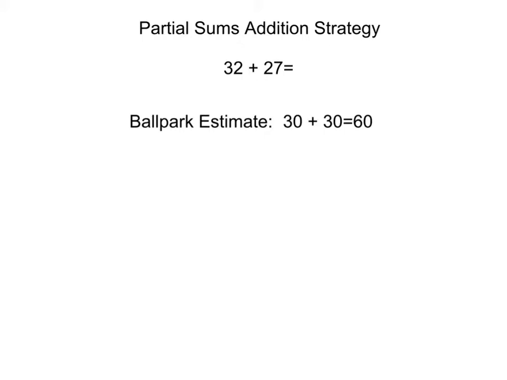So as you can see, the problem that we're working with is 32 plus 27. And I've already done the ballpark estimate. I knew that 32 was closest to 30, as well as 27 is closest to 30, so 30 plus 30 equals 60. So that's my ballpark estimate. What this does help me with is that I know now that my real answer needs to be close to 60. If my ballpark estimate answer and my real answer are really far apart from one another, one of them is wrong. So that's a clue for me.